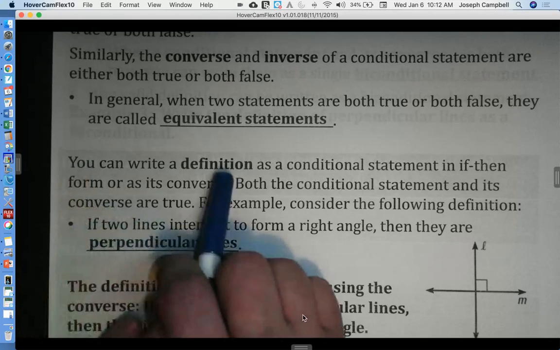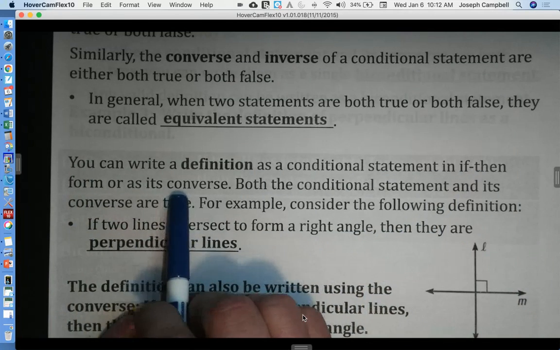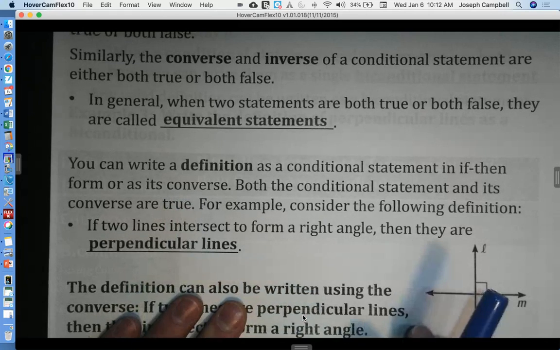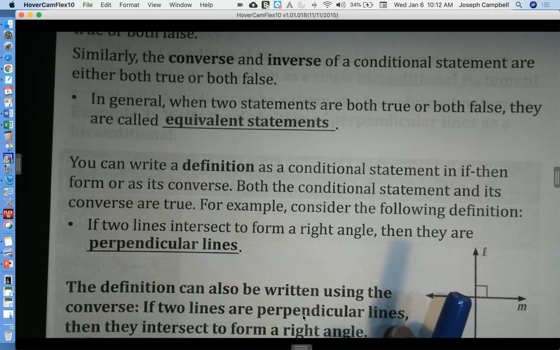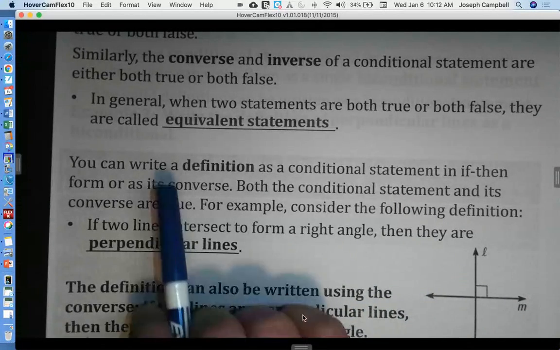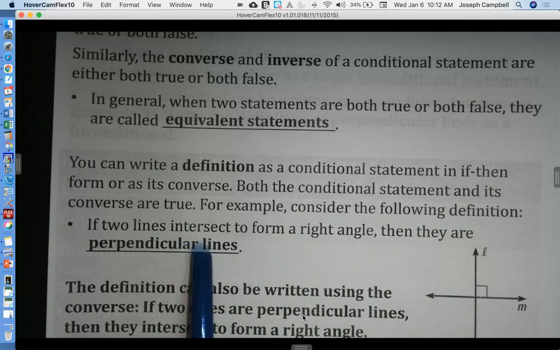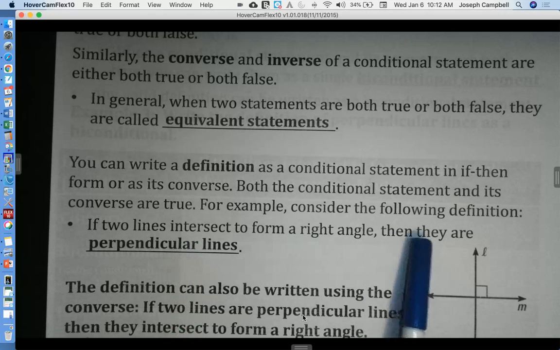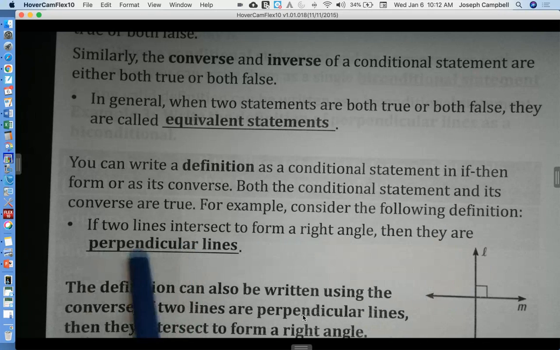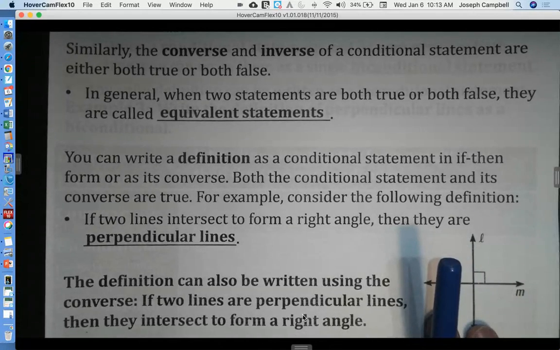So you can write a definition as a conditional statement in if-then form, as well as its converse. Right? If it's a good definition, the converse is also true. Both the conditional statement and its converse are true if it's a good definition. For example, consider the following. If two lines intersect to form a right angle, then they are perpendicular lines. Right? I think we all agree.